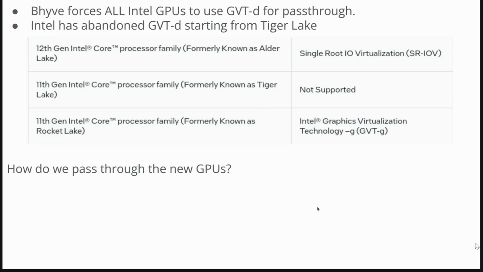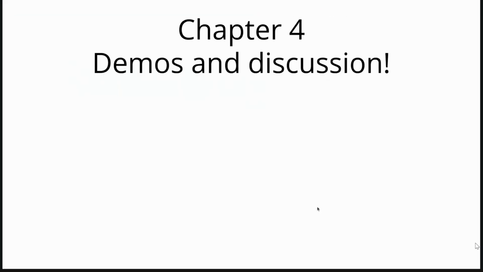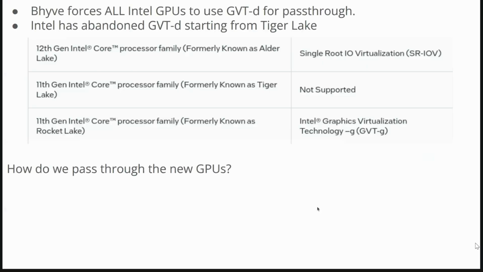How do you pass through the new GPUs? And I did not finish my presentation. I'm going to have to talk about this right now. We do a patch for bhyve to just check if the GPU is on a list of all the old GPUs that support GVT-D. If it's not on the list, then we use the normal pass-through, and it works.